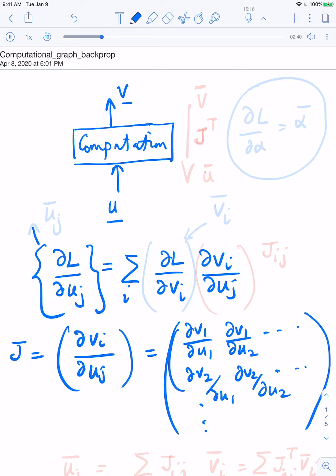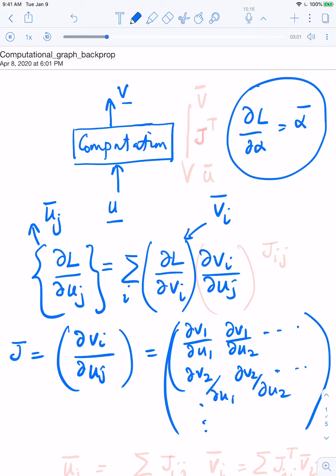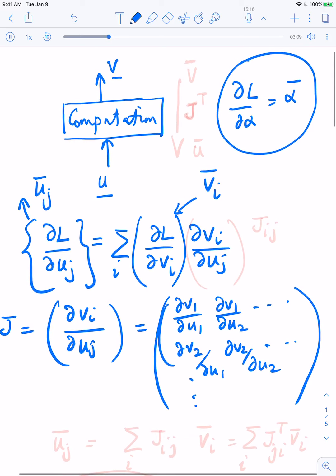Now, let's do a shorthand for these derivatives like we started doing in the last video. This derivative, let me call it uj bar on top. And this derivative, let me call it vi bar on top. So basically my generic notation is del L by del alpha is alpha with a bar on top. That's my generic notation for the gradients that are propagating down. So if I look at this, this guy is the ijth entry of the Jacobian matrix.